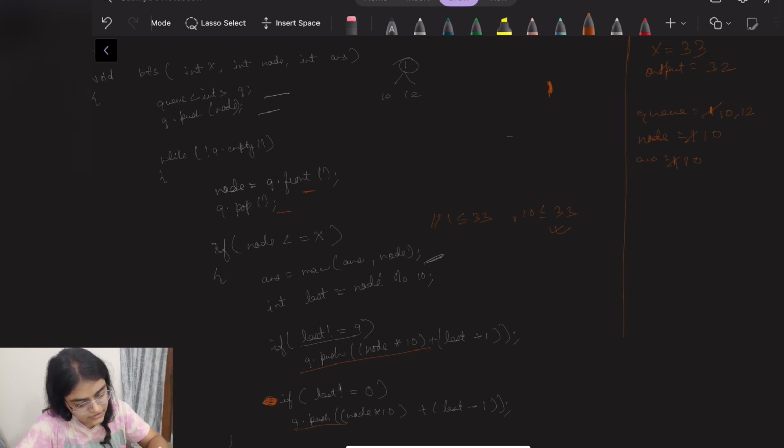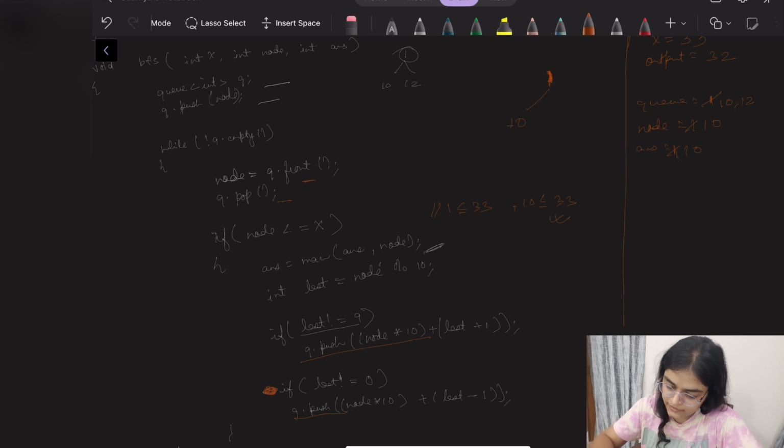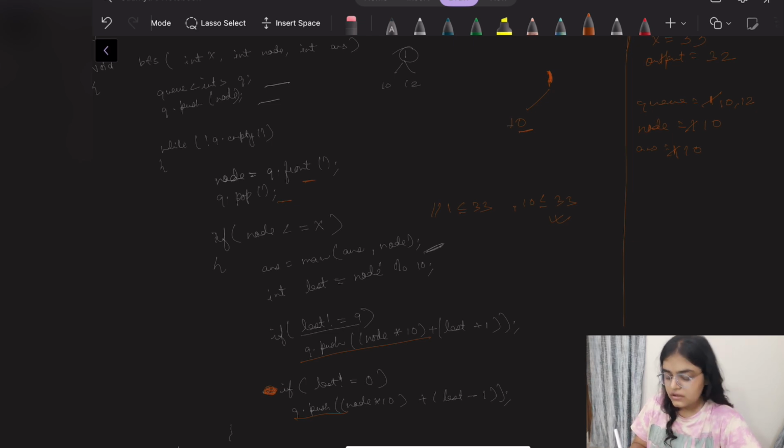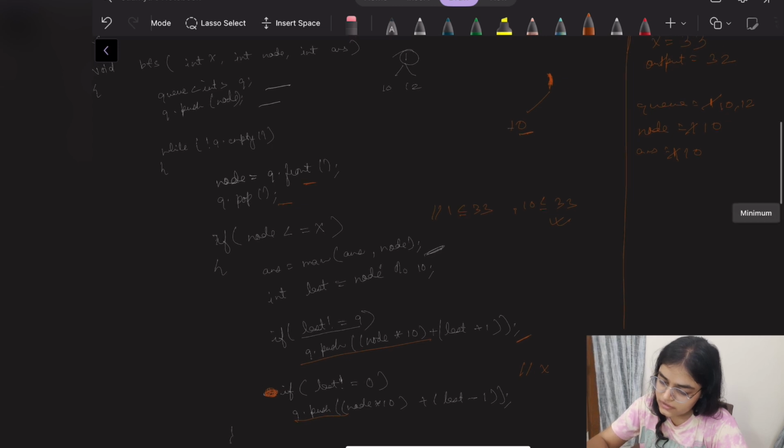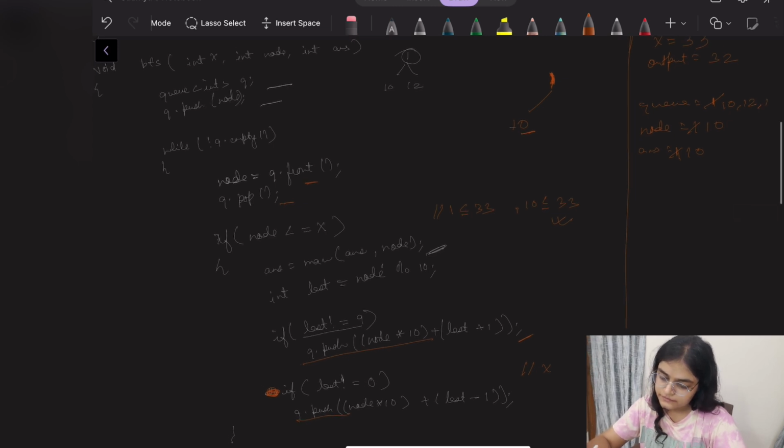Ulti will have 10 here. In 10, the last digit is 0. So this if else case will not run. Only this will run. That is, only the plus case will be included. So here 101 will get included.